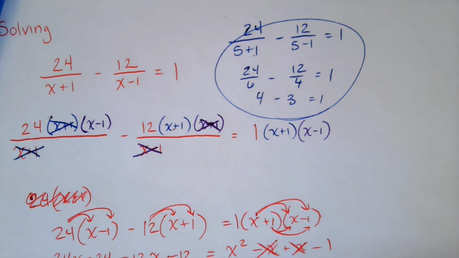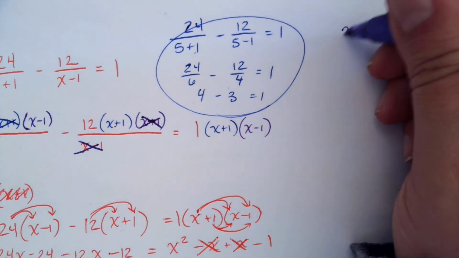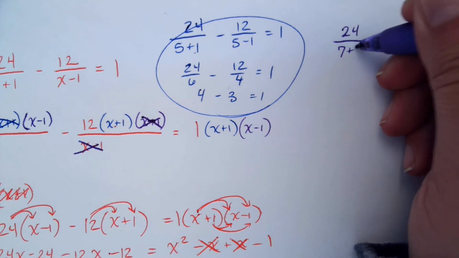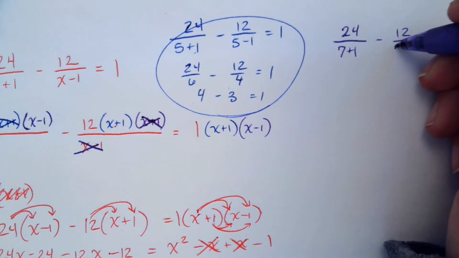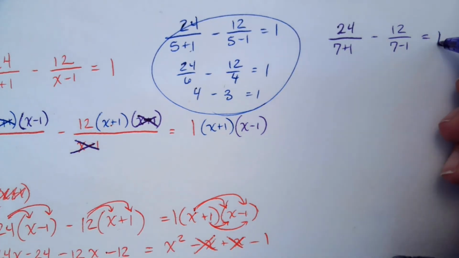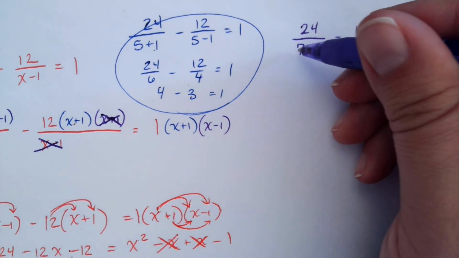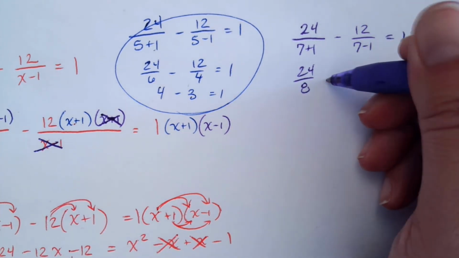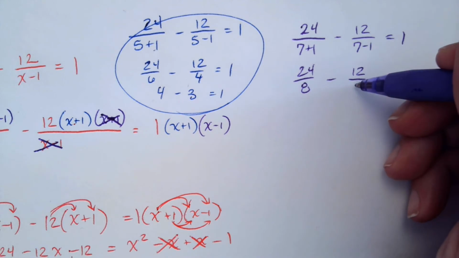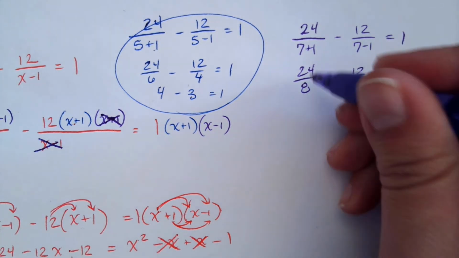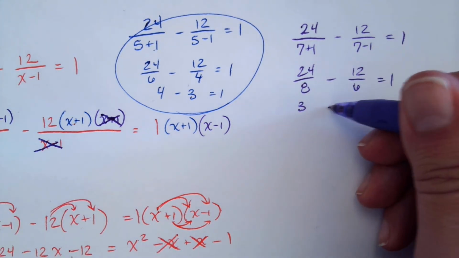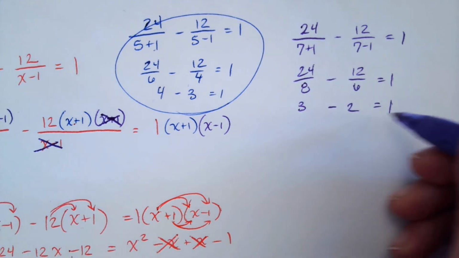Let's plug in the other one, which is 7. 24 over 7 plus 1 minus 12 over 7 minus 1 equals 1. Well, are you sure? Let's check. 24 over 8 minus 12 over 6. 24 divided by 8 is 3. 12 divided by 6 is 2. 3 minus 2 equals 1.